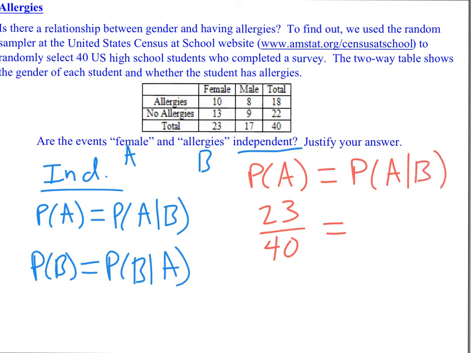What about the probability that they are female, given we know the student has allergies? Okay, given we know they have allergies. Well, there's 18 students in the table that have allergies. Ten of those are female. And now it becomes a question, are these two fractions the same value?